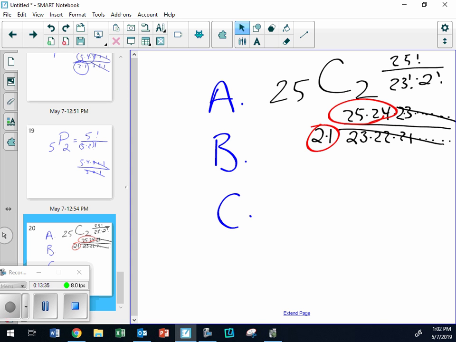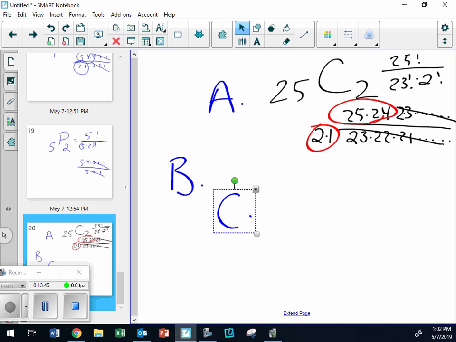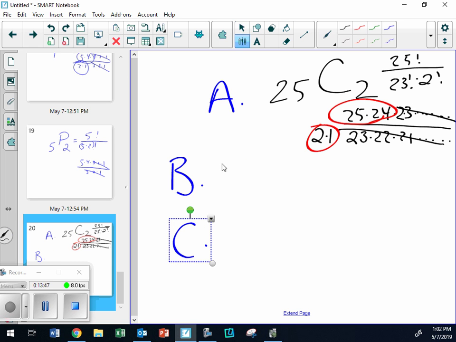Set it up. You don't need the answer, you just need to set it up. 25C5. Why didn't order matter? I picked 5 people. It's not like I picked a number 1 person, a number 2 person. It's not like there was a rank. How many of you knew it was a C? Raise your hand if you did. Okay, awesome. This one gets a lot of people, so pay attention.